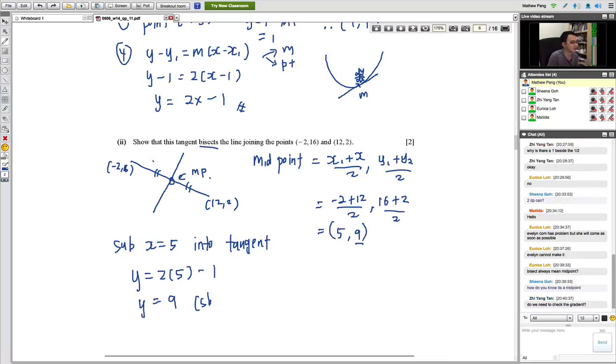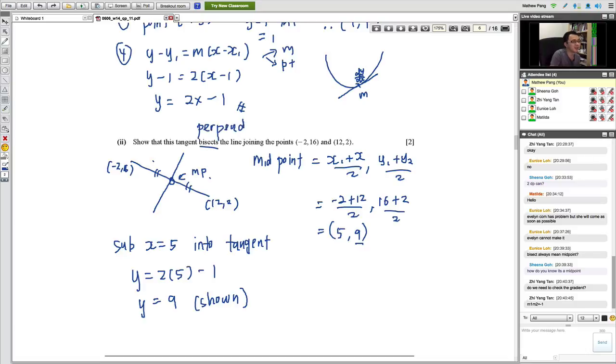Then I will write the conclusion. Of course, you can substitute y into it to find x. It's the same meaning. Do we need to check the gradient? No, you do not need to check the gradient, because in this case the question doesn't say perpendicular. The question only says bisector. You do not see the word perpendicular, so you need not check the gradient. Unless you see the word perpendicular, then only you do m1 times m2 equals negative 1. Okay, reply to Ziyang.